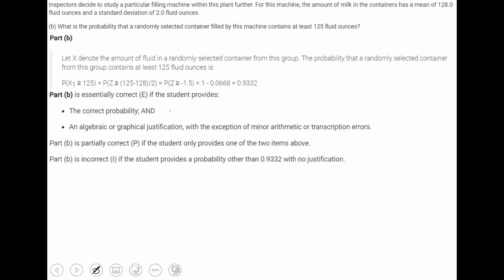Part B. Inspectors decide to study a particular filling machine within this plant further. For this machine, the amount of milk in the container has a mean of 128 and a standard deviation of 2. What is the probability that a randomly selected container filled by this machine contains at least 125 fluid ounces? Well, we have to assume that this is normal, right? Because it's normally distributed. So I will write that, okay? Because you need to use the z-score here. So define X, okay? X is greater than or equal to 125. So then find a z-score.